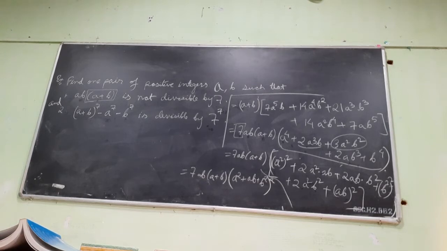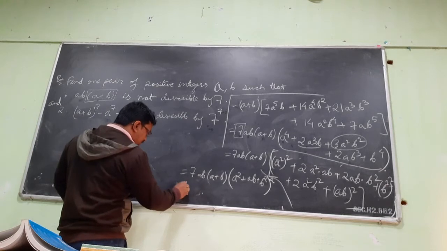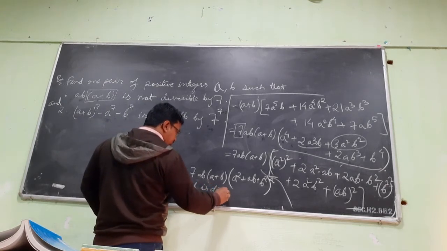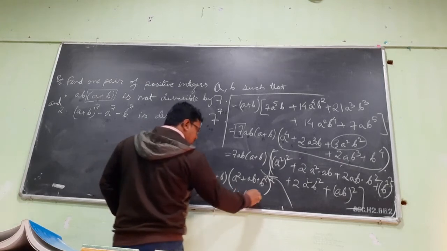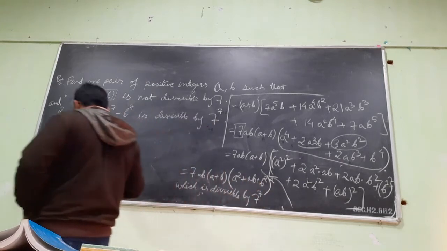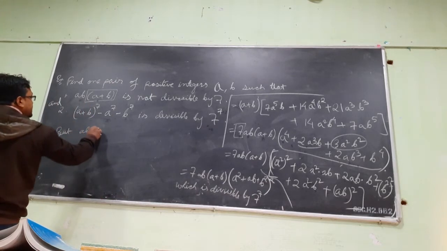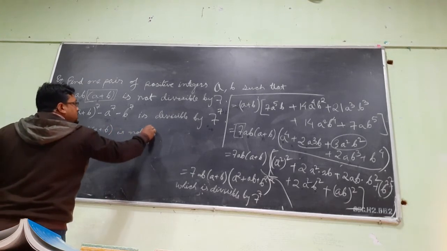So we have simplified. Which is divisible by 7 to the power 7. Okay, but ab into a plus b is not divisible by 7.